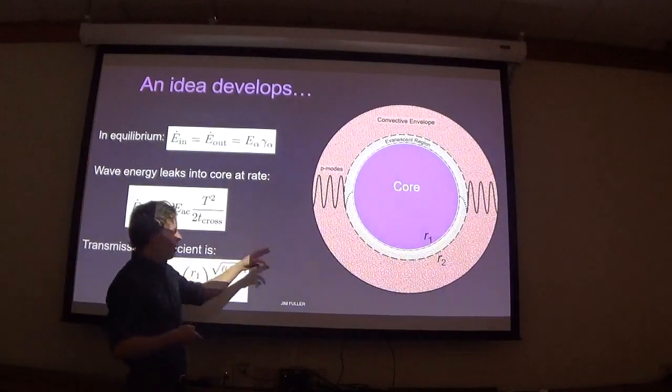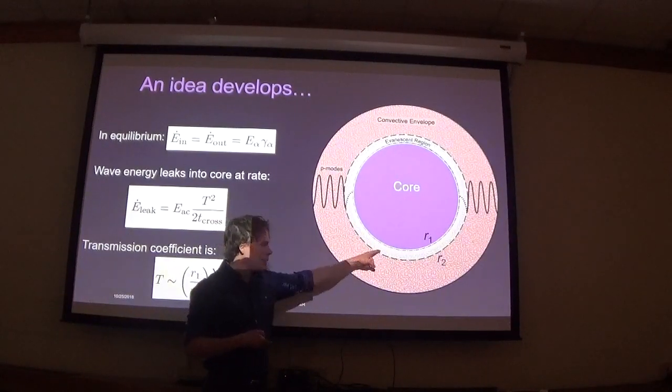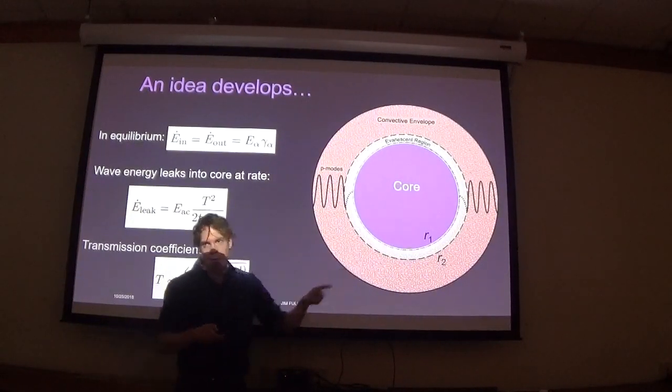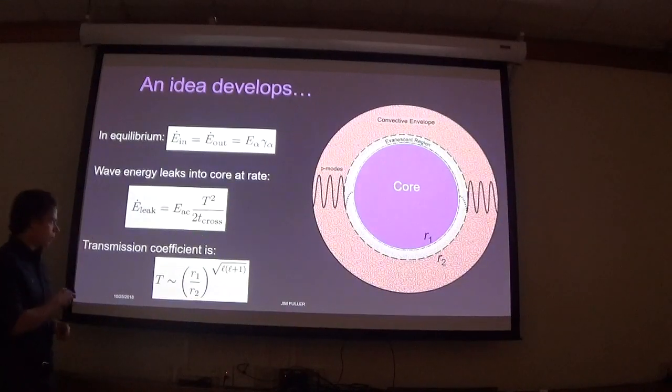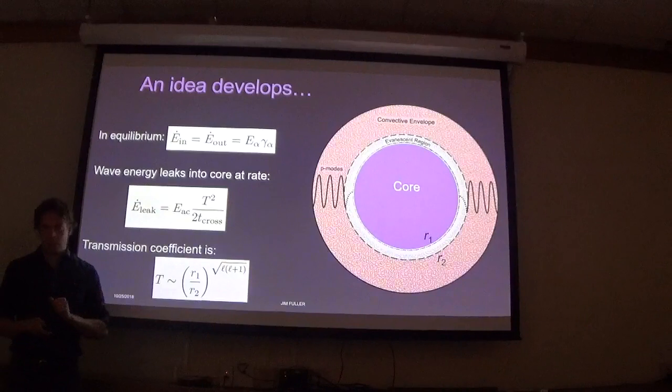Okay, and the wave loses that much energy every two sound crossing times of this envelope, because it has to propagate to the surface and then back. So that's the energy damping rate. We can calculate what this transmission coefficient is. It's just given by the structure of the star.